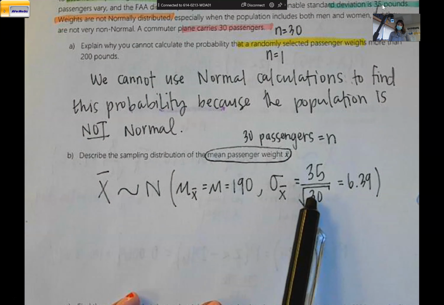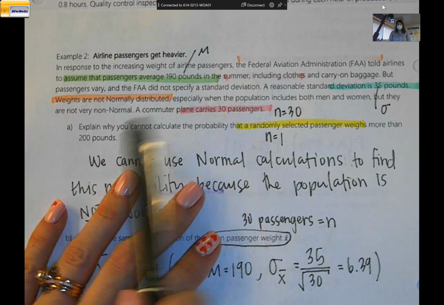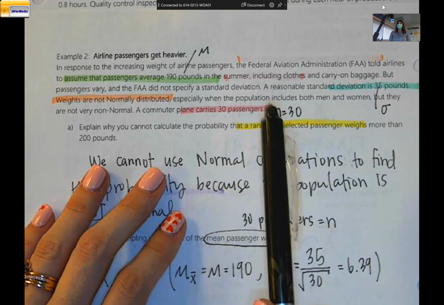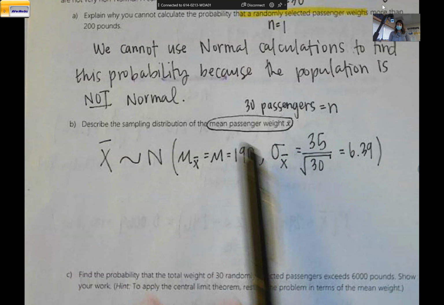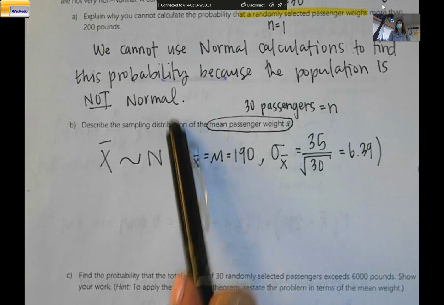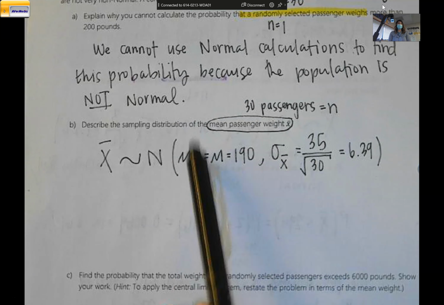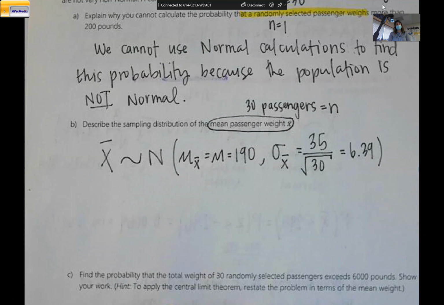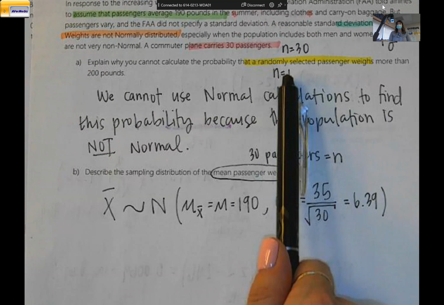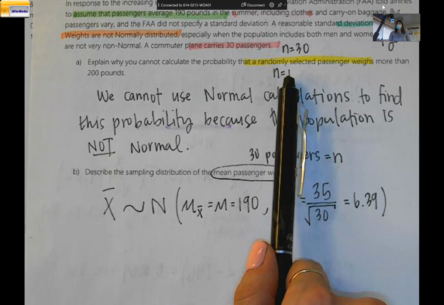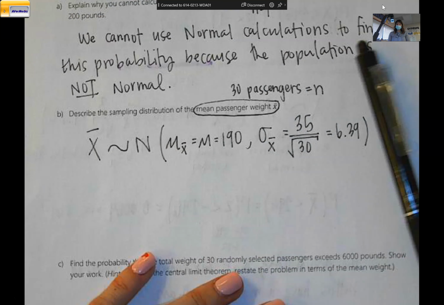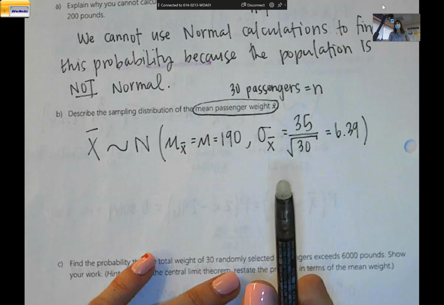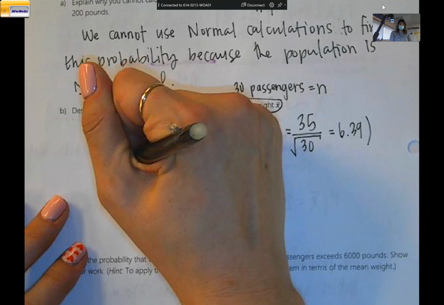No, because this time this is saying we can't calculate the probability of one passenger, but we could calculate the probability of all of the passengers because it's all 30 passengers. So n is 30. In the previous case, it would have just been 35 because n is 1. This time we should really verify these conditions, because we know the population is not normal.